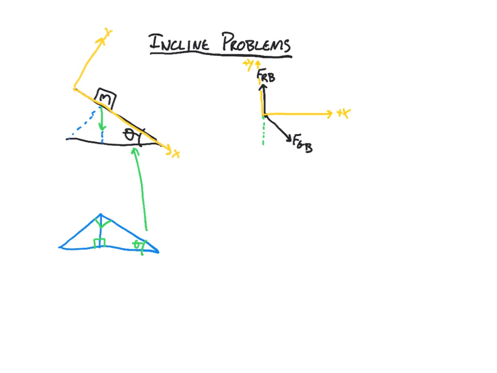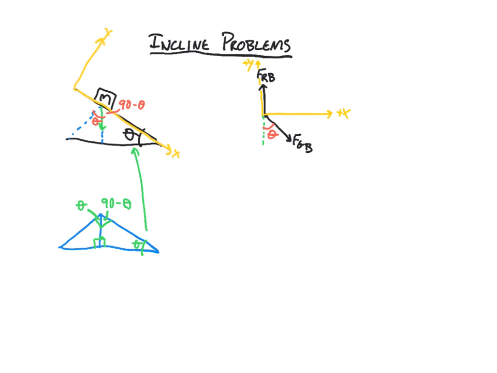Now, because of the basic properties of trigonometry, we know that this angle is going to be 90 minus theta, because all triangles have 180 degrees in them, and so if there's 90 degrees right in that corner, then the other two angles have to add up to 90. So that tells us that this angle must be theta. And so what that means then is that this angle is theta, because right here is 90 minus theta. So going back over to our force diagram, we know that this angle is theta.